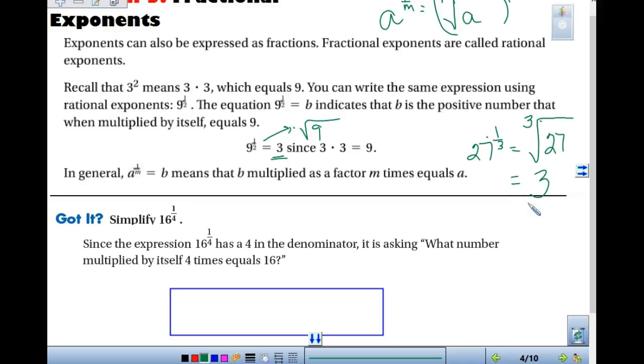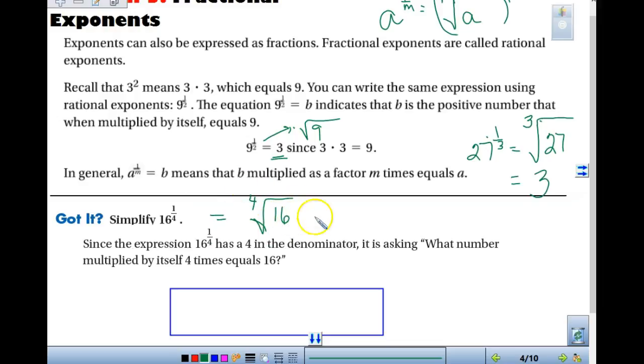3, right? 3 times 3 times 3. You're doing it 3 times, okay? So this one says simplify 16 to the 1/4. Here is my hint. Always think about it as what number multiplied times itself 4 times is 16. You're trying to say the 4th root. That's what this means. The 4th root of 16.